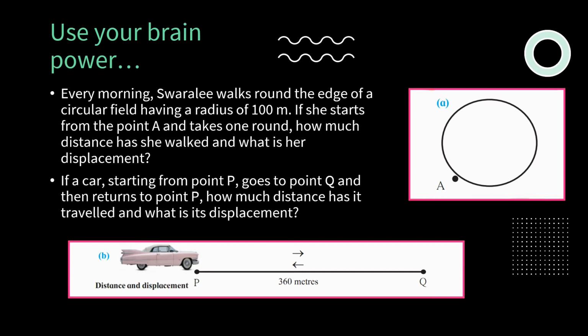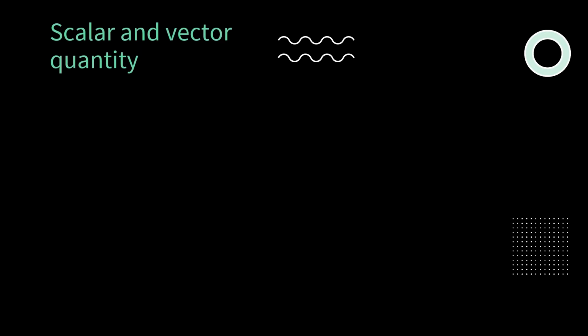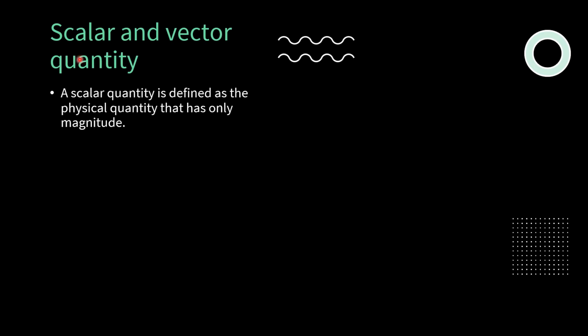Children, hopefully you have a clear understanding of distance and displacement now. Now it's time to learn a new concept called scalar and vector quantity. What is a scalar quantity first? A scalar quantity is defined as the physical quantity that has only magnitude. Children, we know the word magnitude means the amount or proportion. So if we are measuring only the quantity, then it is called a scalar quantity.